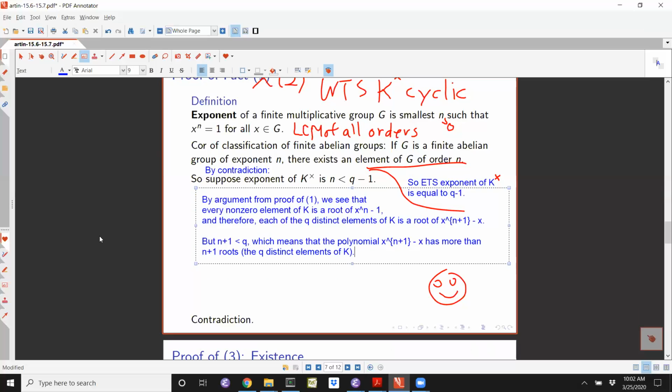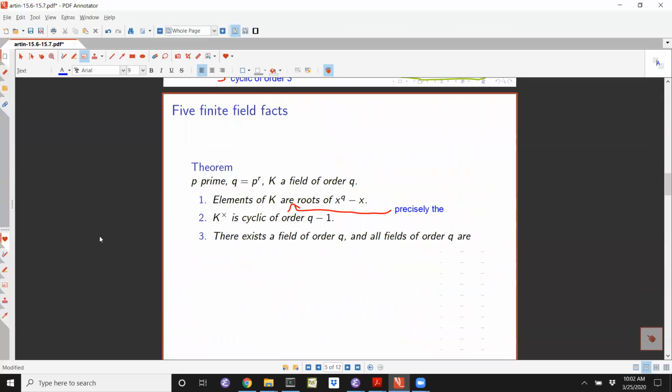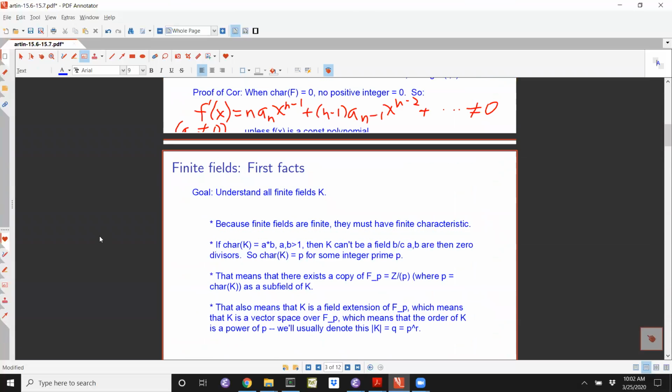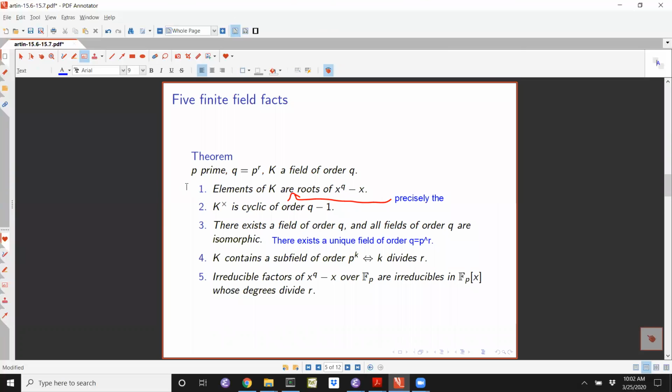Okay, all right. So now we've checked off, let's see, the 5 facts. We've checked off that the elements of K are precisely the roots of this magic polynomial x^q minus x, and that the multiplicative group of a finite field is cyclic.